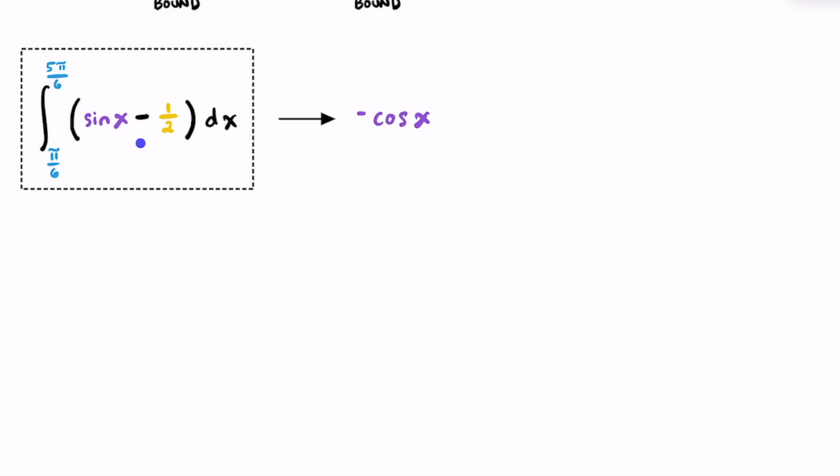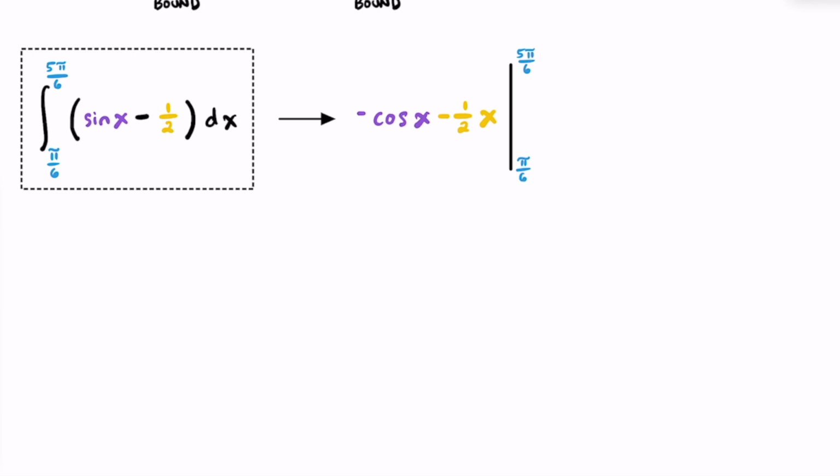Then when we go ahead and integrate this negative 1/2, that's just going to end up being negative 1/2 x. And again, if you just want to check this, if you take the derivative of negative 1/2 x, you're going to get that negative 1/2, so it works going backwards as well. Alright, so this is what we're going to get after we integrate. And now let's go ahead and evaluate it from pi over 6 to 5 pi over 6.